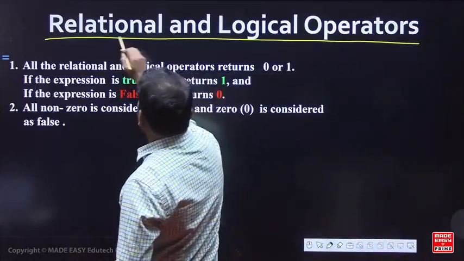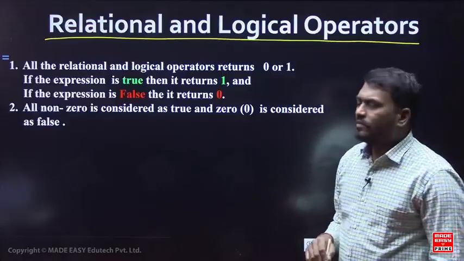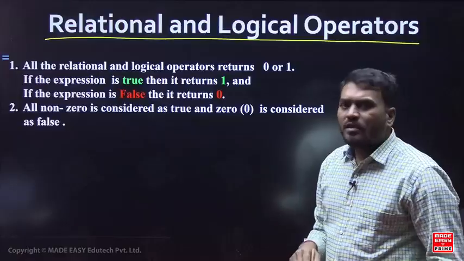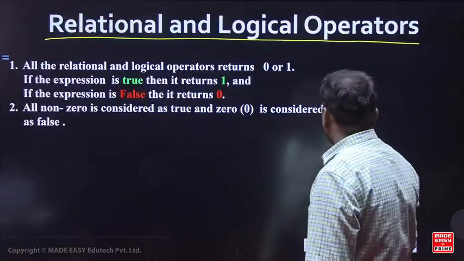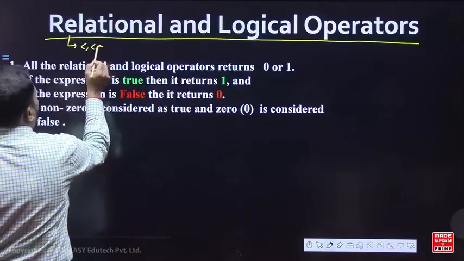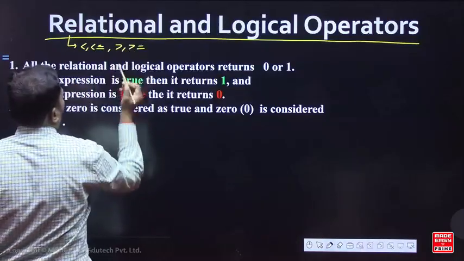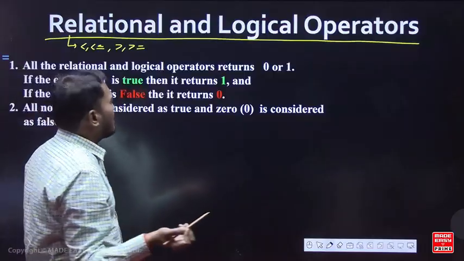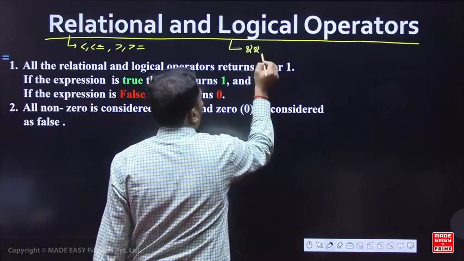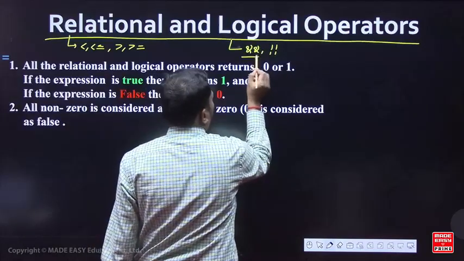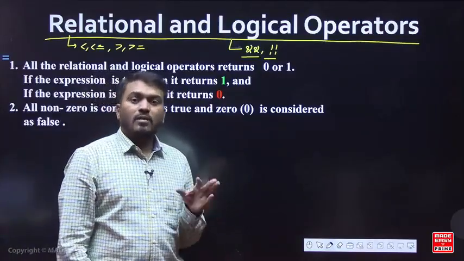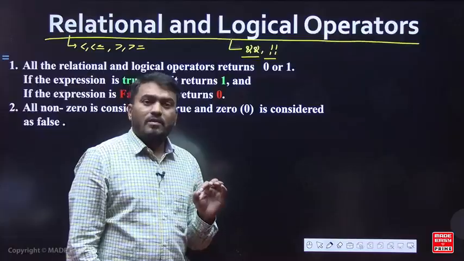Next, move on to relational and logical operators. All the relational and logical operators return 0 or 1. Now tell me, what are the relational and logical operators we have? Relational means less than or equal to, or greater than or equal to. I think everybody knows relational operators. The logical operators are the AND operator and the OR operator. This is called logical AND, this is called logical OR. I am telling you clearly, please download the operator precedence table of the C language.